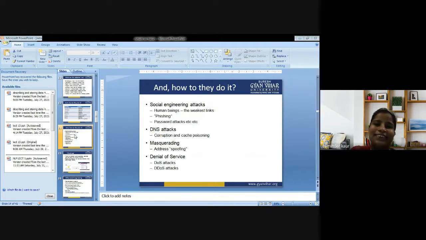How do they do it? Social engineering attacks. These are concerned with human beings, the weakest link: phishing, password attacks, etc. You can add more to the same. Domain name server attacks are concerned with cache poisoning, cookie corruption, masquerading, address spoofing. A link will be given, and if you click on the link, the information will be sent to a third party. Denial of service attacks, various distributed denial of service attacks. These are the attacks that we have already discussed in our classes.